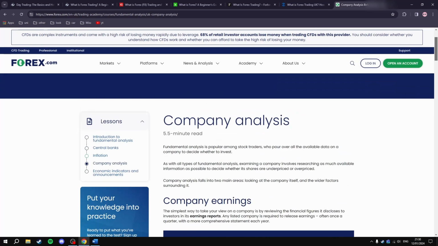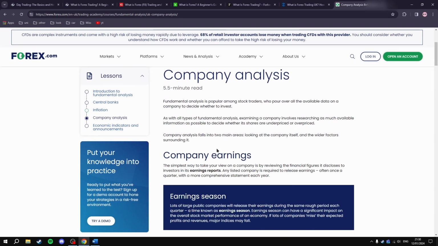Company analysis. Fundamental analysis is popular among stock traders who pore over all the available data on a company to decide whether to invest. As with all types of fundamental analysis, examining a company involves researching as much available information as possible to decide whether its shares are underpriced or overpriced. Company analysis falls into two main areas: looking at the company itself and the wider factors surrounding it.